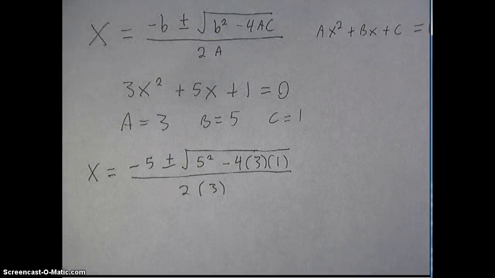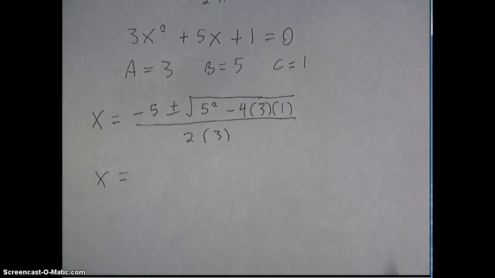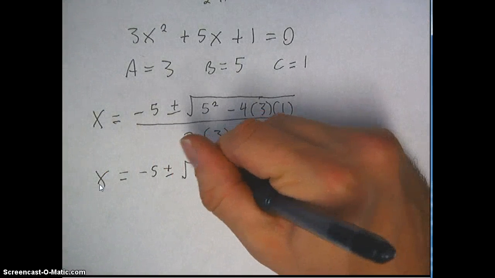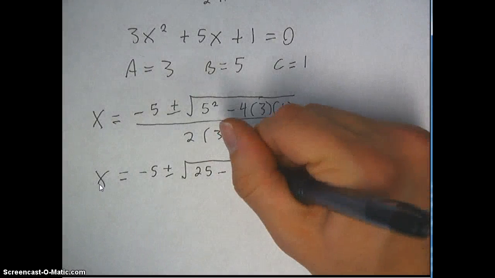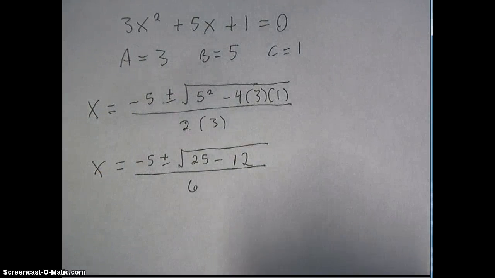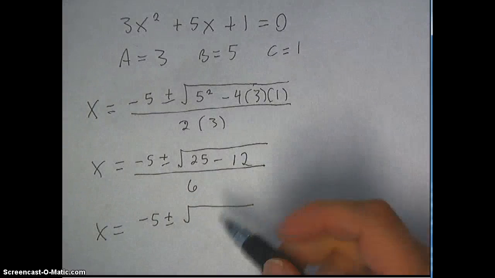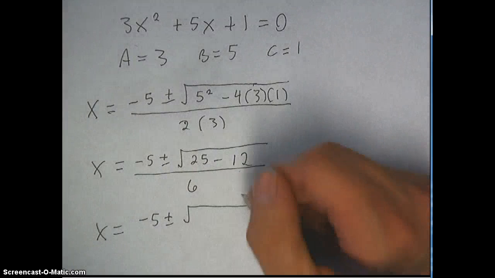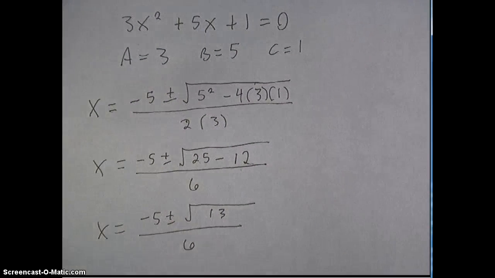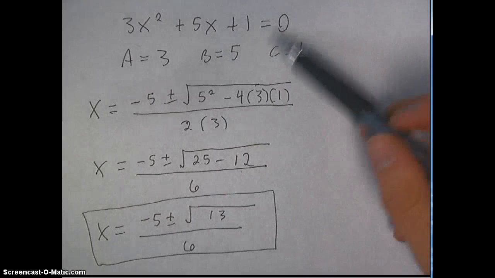Okay? So now we need to simplify this thing. So x equals negative 5 plus and minus, 5 squared is just 25, minus 4 times 3 times 1, that's 12, all divided by 2 times 3, that's 6. Okay, so x equals negative 5 plus and minus the square root, 25 minus 12, well, that's just 13, all over 6. Now that's a pretty ugly number, but believe it or not, that's the exact solution, the two exact solutions to this quadratic.